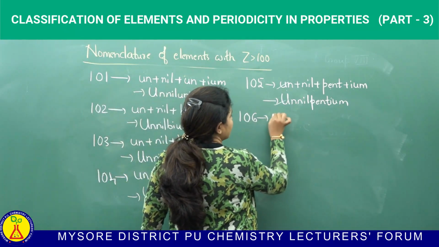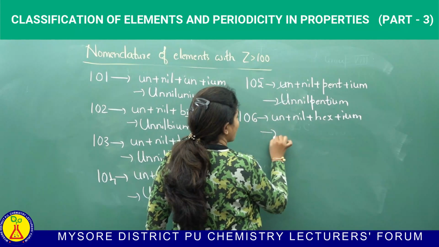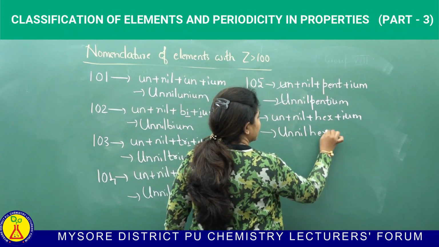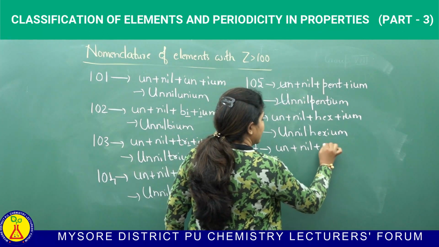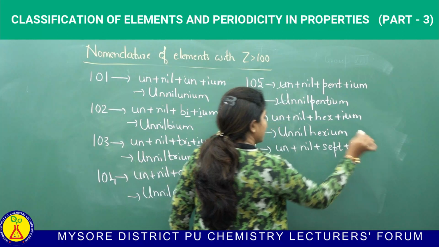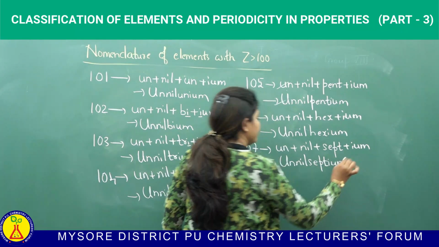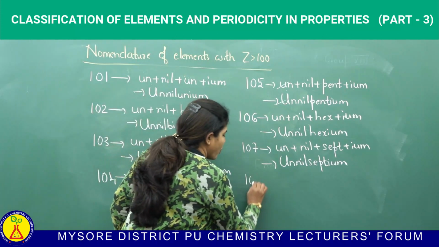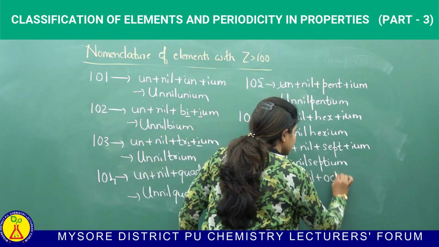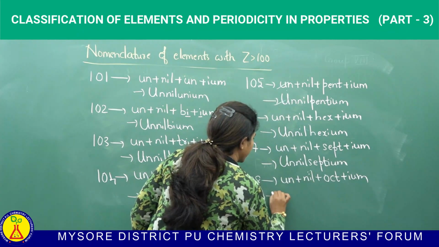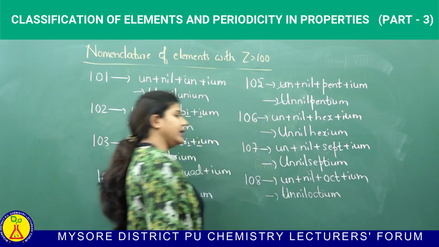Next, 106. Unnil hex ium. So it is called unnilhexium. Okay. Next, 107. Unnil sept ium. This becomes unnilseptium. Next, 108. Unnil oct ium. So this becomes unniloctium.